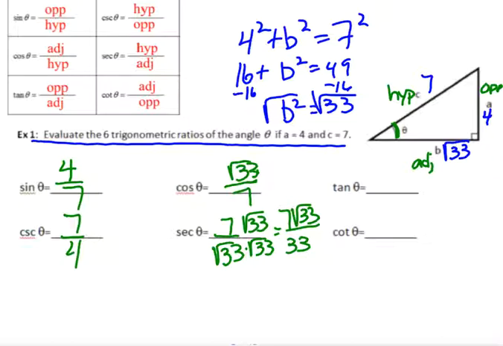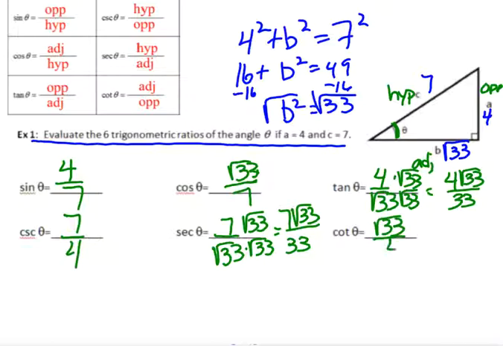And then tangent is going to be your opposite over adjacent. So 4 over the square root of 33, which that one too can simplify. So if I multiply the top and bottom by square root of 33, on the top I get 4 square root of 33, and the bottom just 33. Again, 4 and 33 don't simplify in this case, so nothing more to do with that one. And then for cotangent, the square root of 33 over 4.